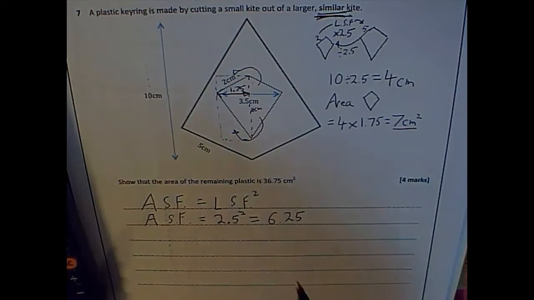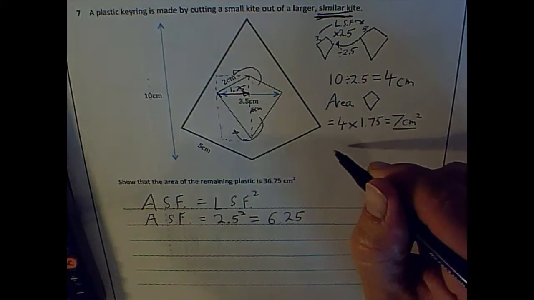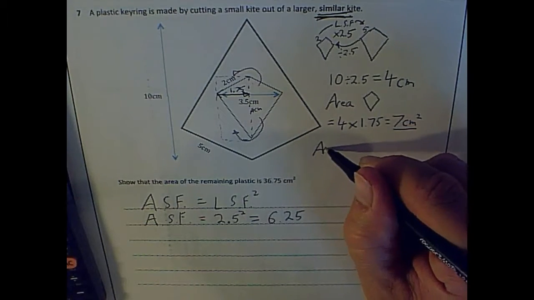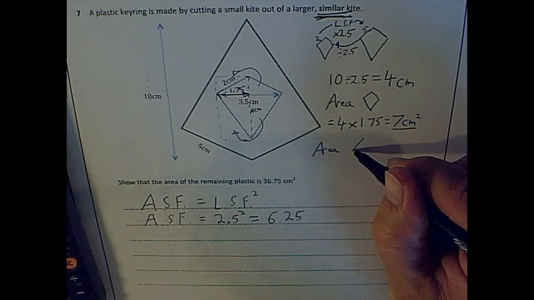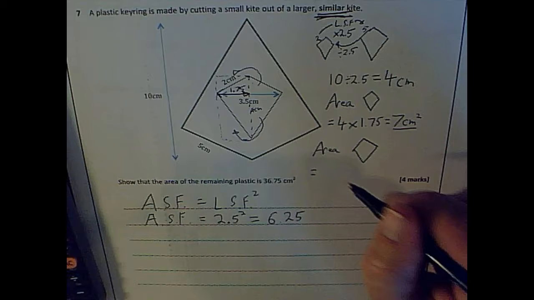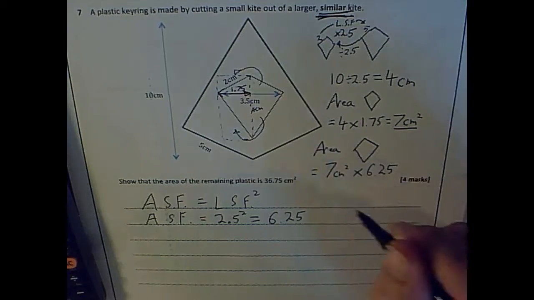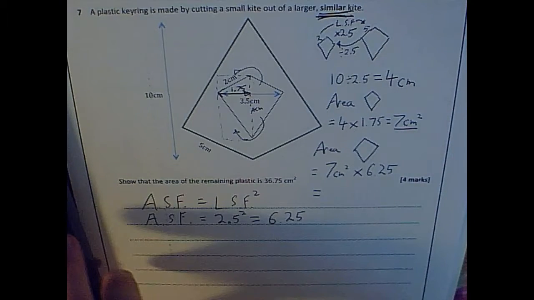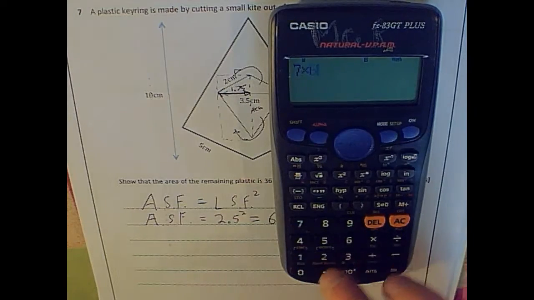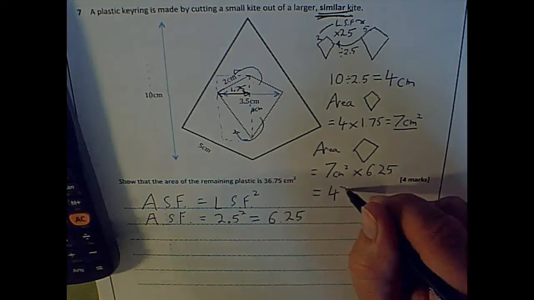What that means is, to find the area of my bigger kite from the area of the smaller kite, I'm just going to multiply it by 6.25. So the area of the bigger kite equals the area of the smaller kite, which is 7 centimeters squared, times 6.25, which is 43.75 centimeters squared.